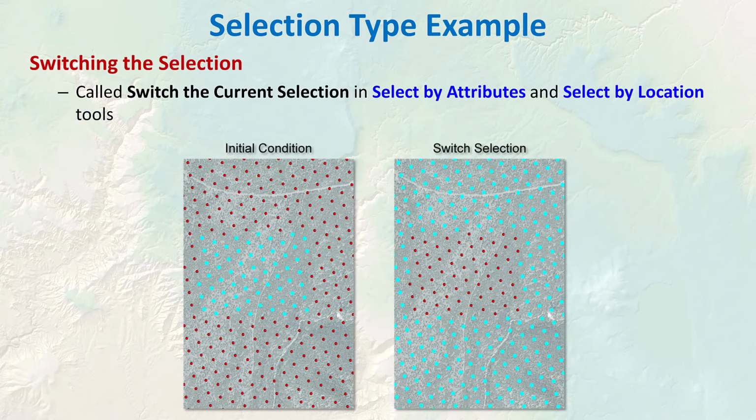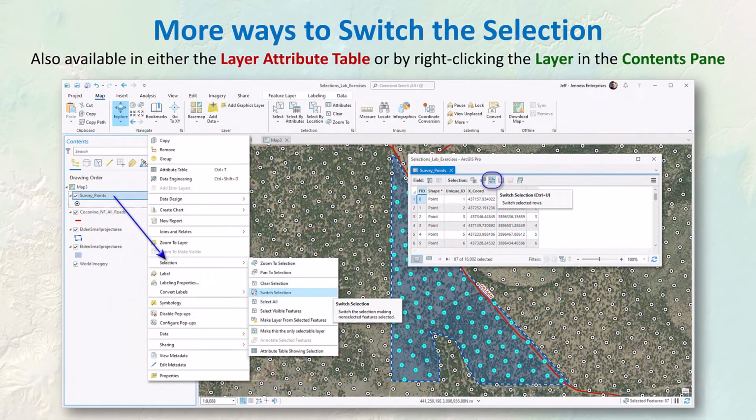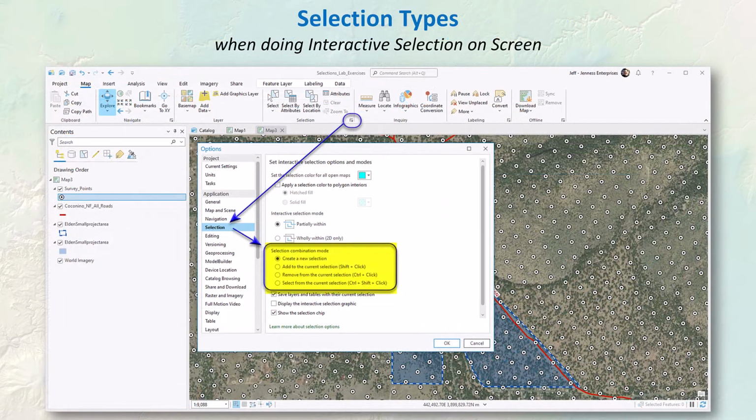Now, switching the selection simply flips the selection state of all the features. If a feature was selected, it becomes unselected, and vice versa. There are tools to switch the selection in a couple of other places too. There's a button to do it here in the Feature Attribute table, the Switch Selection button. You can also right-click on the layer name in the Contents pane, go down to Selection, and there's an option to switch selection there. And selection types are also available when selecting right on the screen, like you see here.